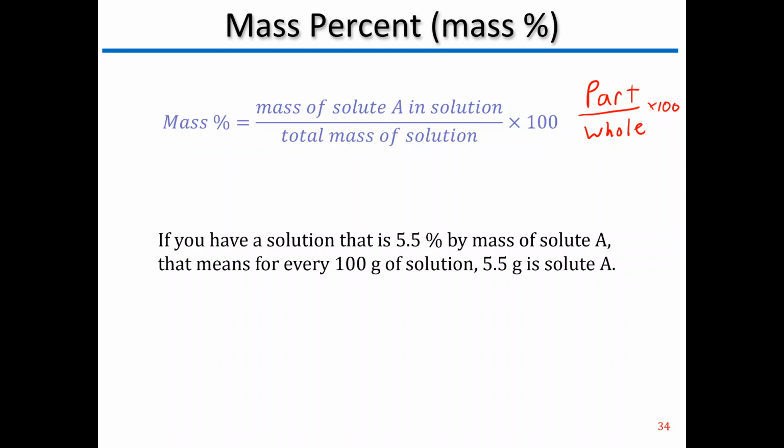So notice here, we have the mass of the solute over the total mass of the solution. So the total mass means not only the mass of the solvent, but also the mass of the solute. Okay, and these need to be in the same unit. So if one's in kilograms, they both need to be in kilograms, or if one's in grams, they both should be in grams. Okay, and down below they have a note for us that says if we have a solution that is 5.5% by mass of solute A, that means that for every 100 grams of solution, 5.5 grams of that is solute. Okay, and we'll look at ways to use that.